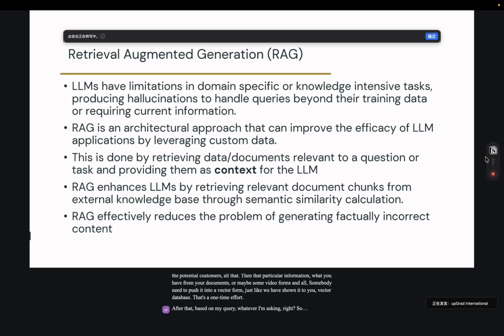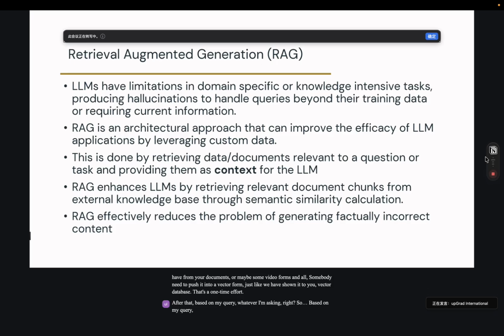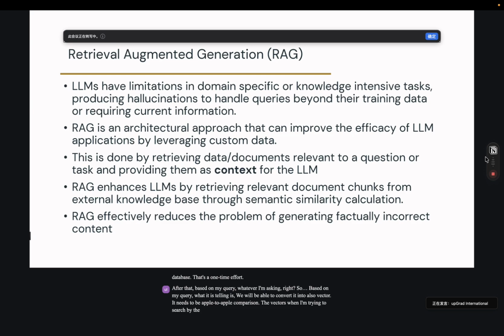Based on my query, we will be able to convert it into a vector also. It needs to be an apple-to-apple comparison. When I'm trying to search the vectors by similarity, the query also needs to be converted into that vector form, using the same embedding. Both of them will be compared in a simple semantic search.